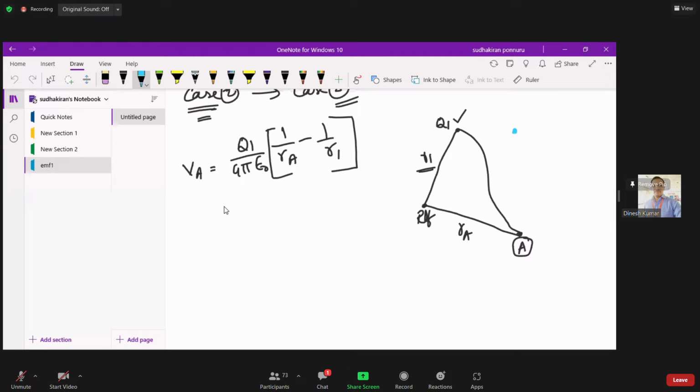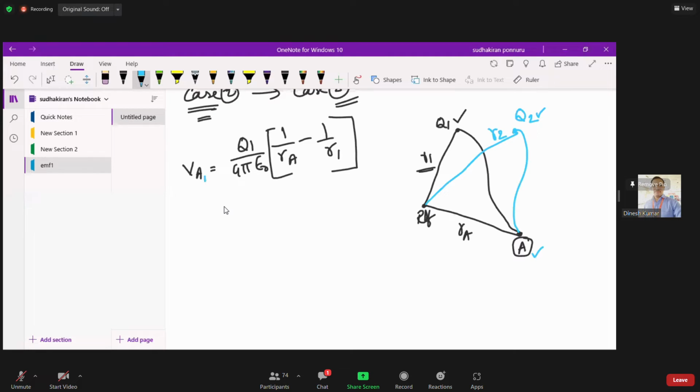Now we are going to take one more point charge. This is Q2. And because of this point charge, we need to find the potential at A. Now this point charge Q2 is at a distance of R2. And by moving this point charge from here to here, now you need to find the potential at A because of Q2. Now how do we write this expression similarly?